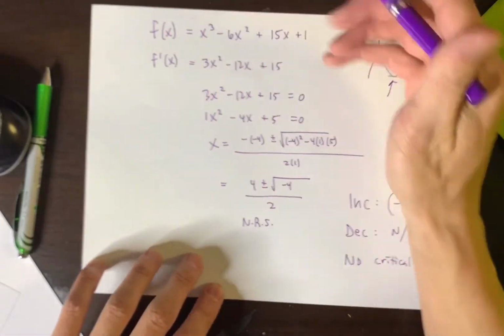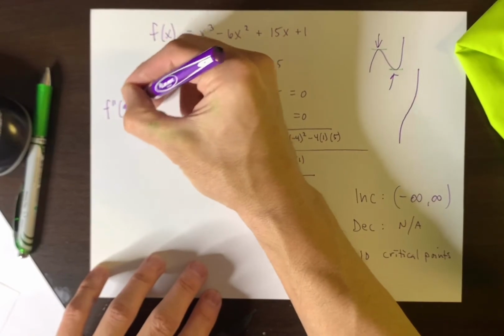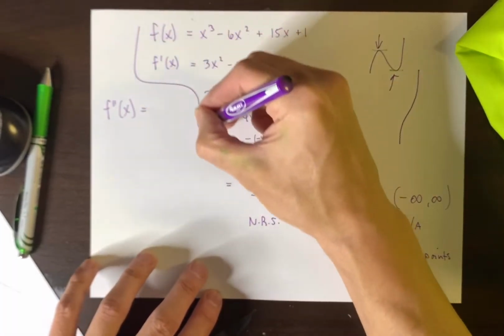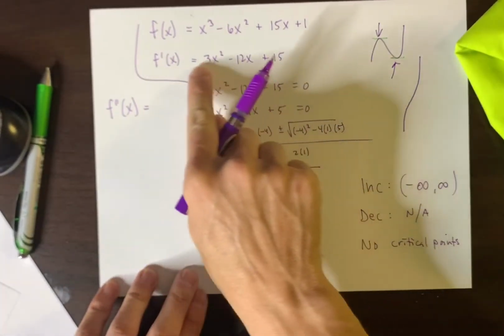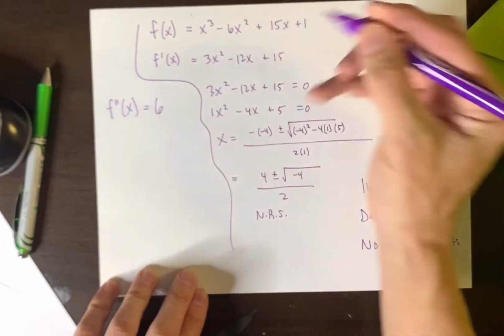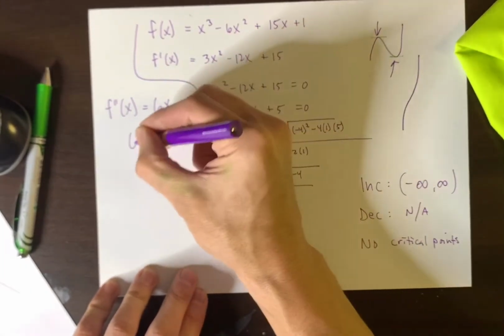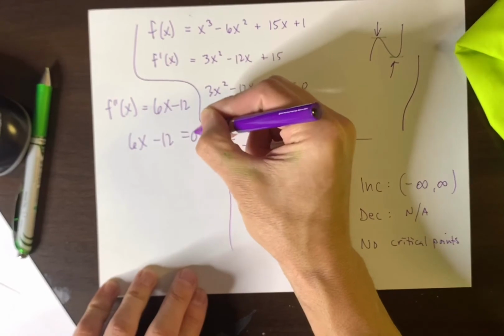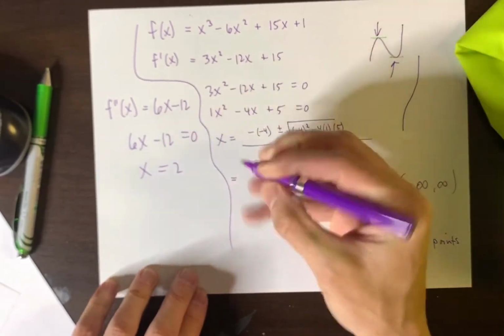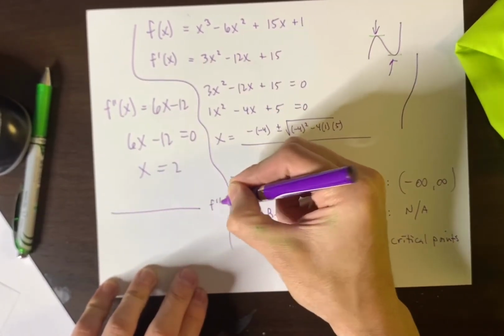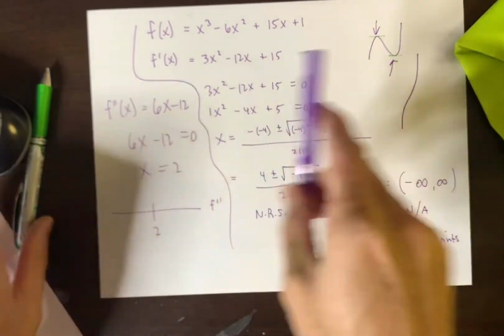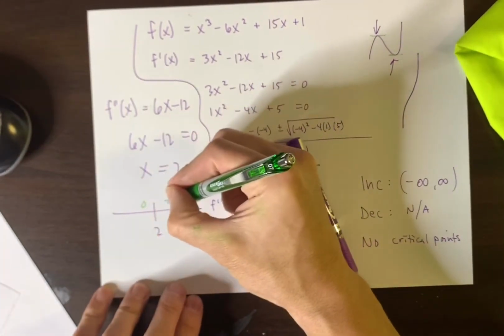As far as concavity, for concavity, we need the second derivative. So let's compute that here now. The second derivative would be the derivative of the first derivative, which would be 6x minus 12. And we set the second derivative equal to 0. x is 2. Make a number line for f double prime at 2. Test points would be something like 0 and 3.